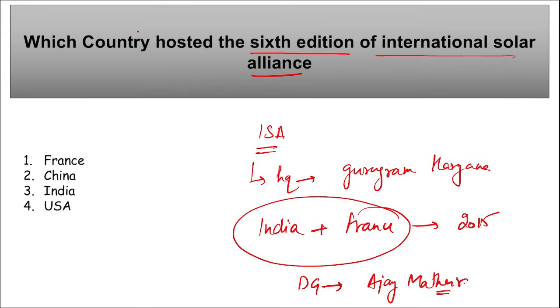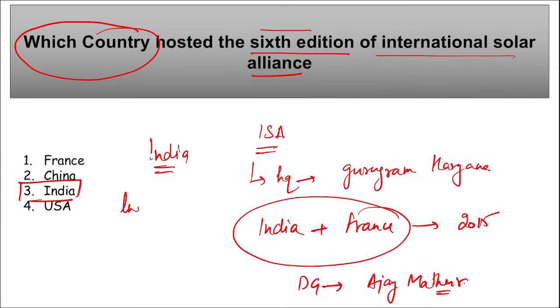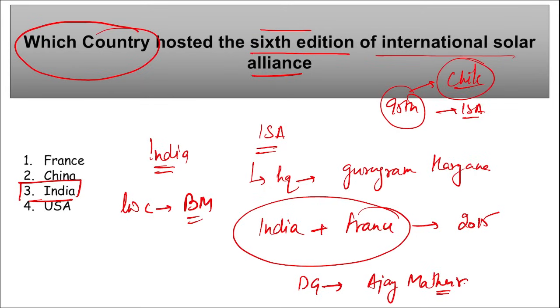Then the question asked is, which country hosted this 6th edition of International Solar Alliance? This was hosted by our India. Correct. 6th edition. What was the location? Location was Bharat Mandapam, that was in New Delhi. Then recently, which country became the 95th member of International Solar Alliance? The official 95th member of International Solar Alliance is Chile. Correct. Chile. Important, take a note of it.